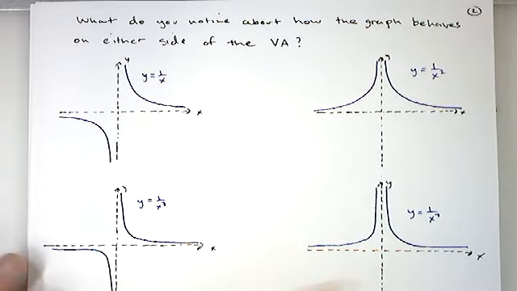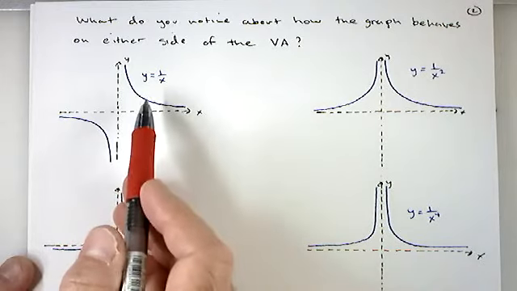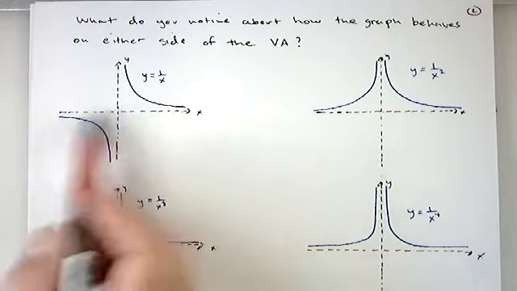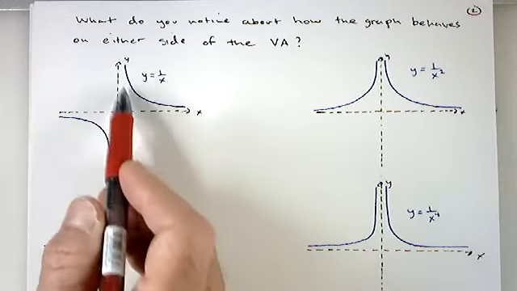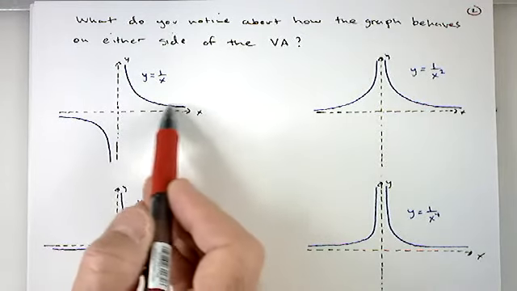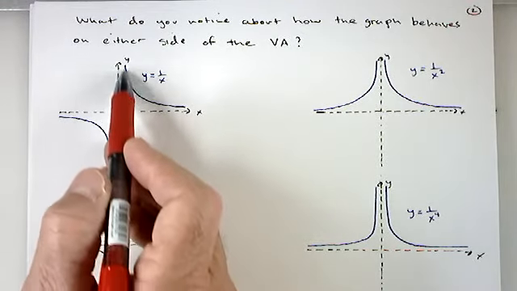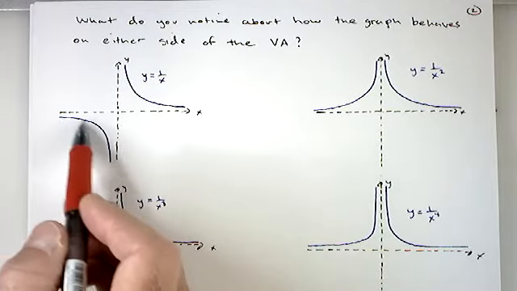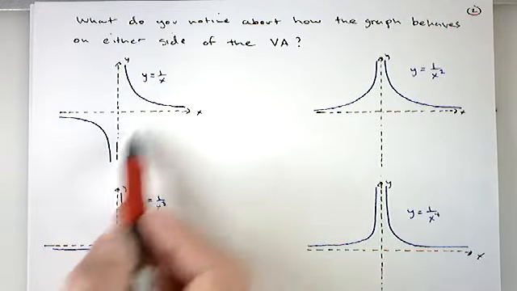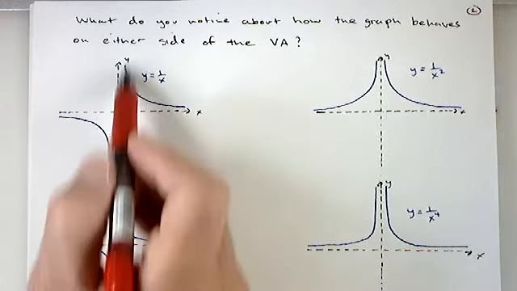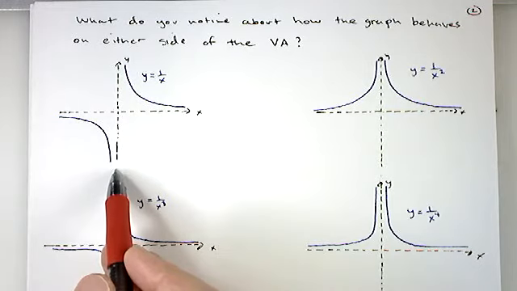And what you want to think about is, what do you notice about how the graph behaves on either side of the vertical asymptote? Here's the graph we just did, y equals 1 over x. So what do I mean by that? On one side of the vertical asymptote, on the right side, as the graph approaches it, it goes up towards infinity. But on the other side, as the graph gets closer, it goes to negative infinity. So they're going in opposite directions. One's going to infinity, the other one's going to negative infinity. That's what I classify as opposite.